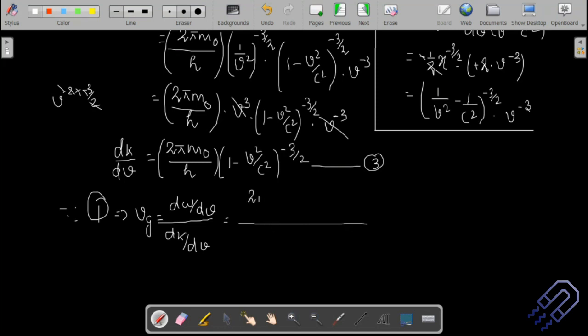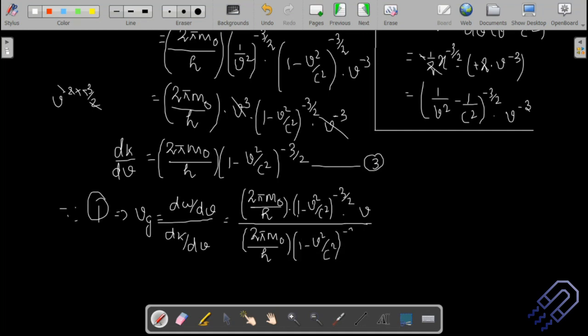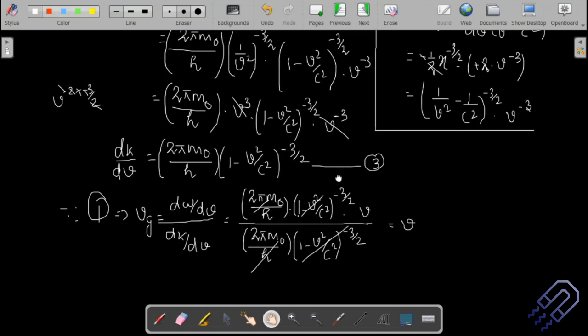So d omega by dv, if you check from expression 2, will be 2 pi m naught divided by h into 1 minus v square divided by c square to the power minus 3 by 2 into v. That's the result for d omega by dv. And dk by dv is at the top. You can check, this is almost similar except the v divided by h into 1 minus v square by c square to the power minus 3 by 2. Cancel, right? So we are left with only v. Okay, so that's the proof.